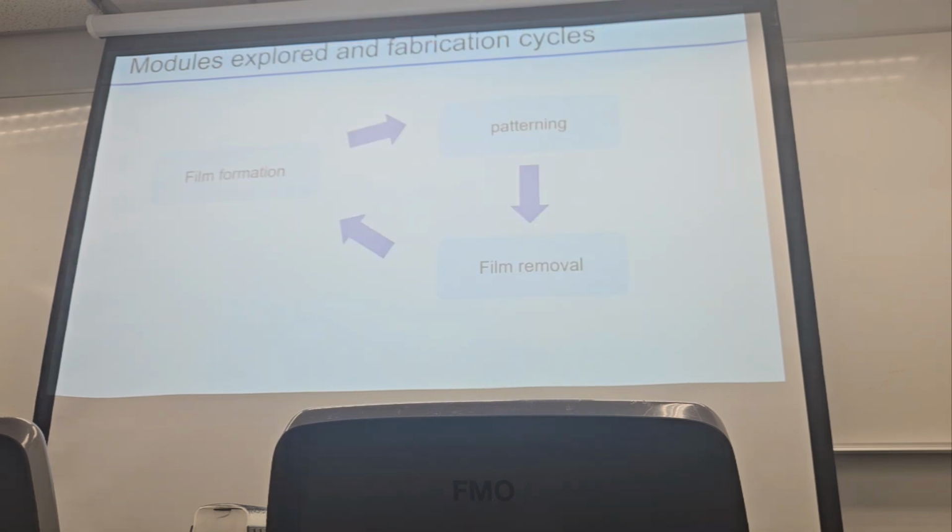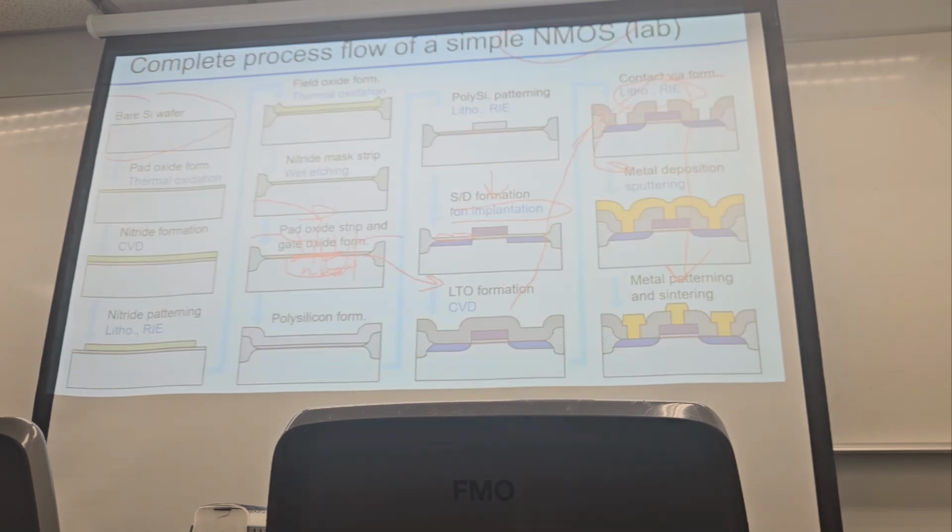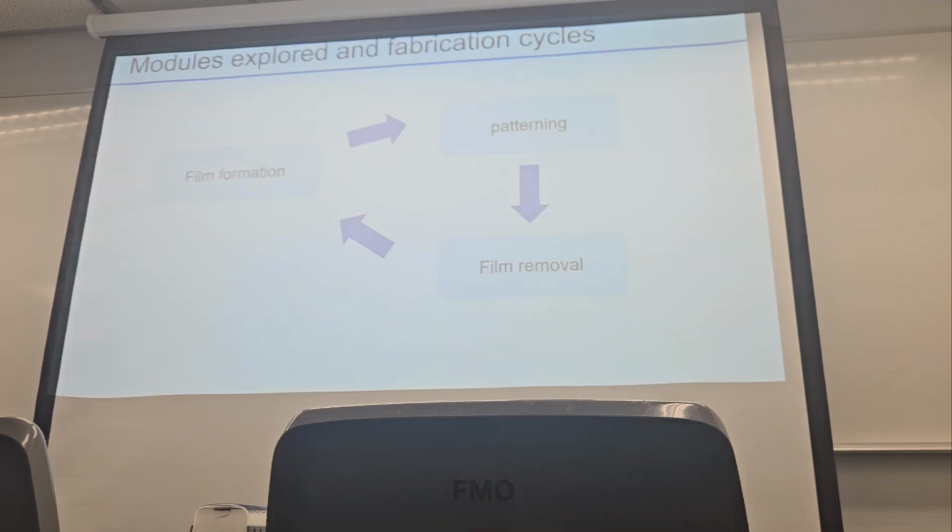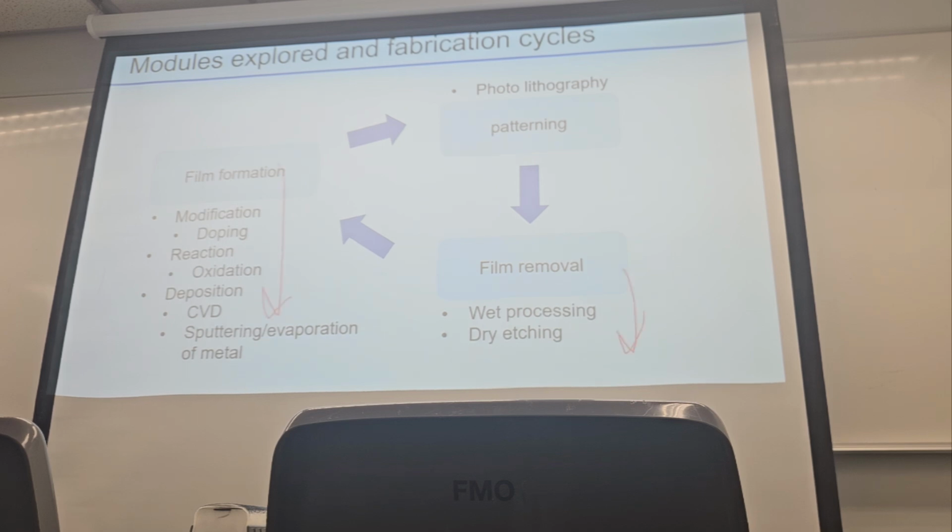Okay, so let's have a summary for the fabrication. You can see that even though the pictures look complex, the process can be categorized into three types: film formation, then patterning, and film removal. So we only have three modules, and we just repeat the three modules to get the IC fabrication. And under the three modules, we have discussed all these key points which are widely used in IC fabrication.